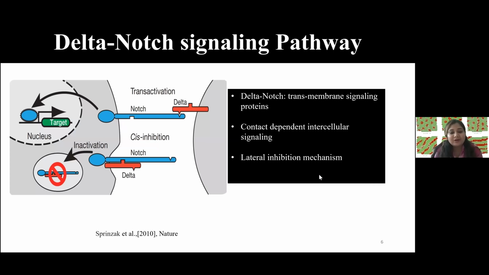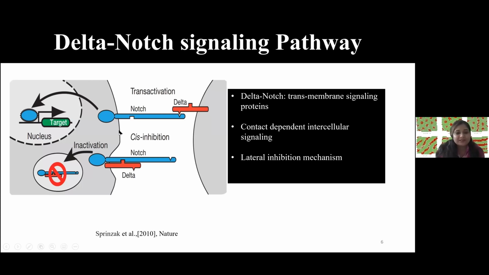Now we'll see how this Delta-Notch signaling works. In this figure, these are the two cells that are gray in color, and each cell has a Notch protein and a Delta protein. When these two cells come in contact with each other, the Notch protein of one cell binds with the Delta protein of the other cell, and some cleavage action takes place, and it activates the genes inside the nucleus, which makes one cell say of X type and the other of Y type.